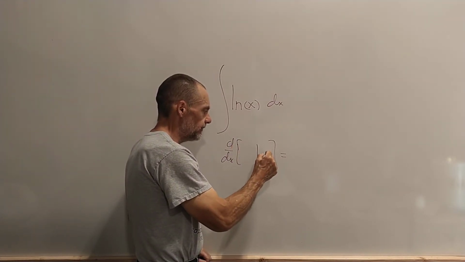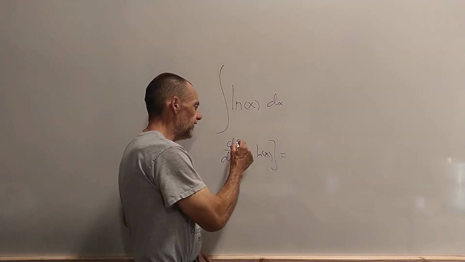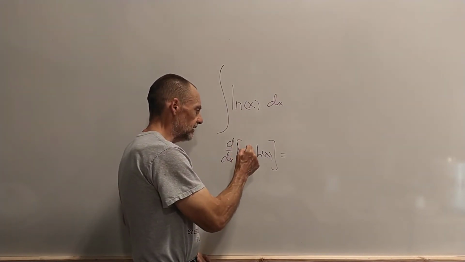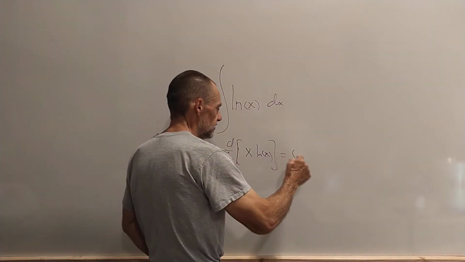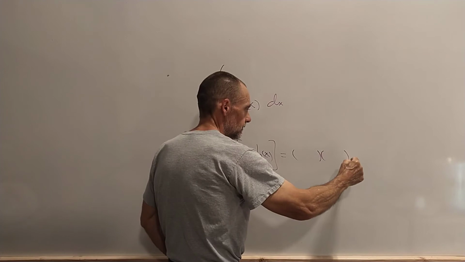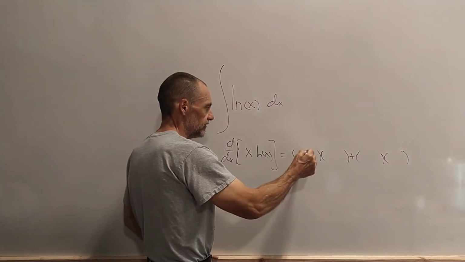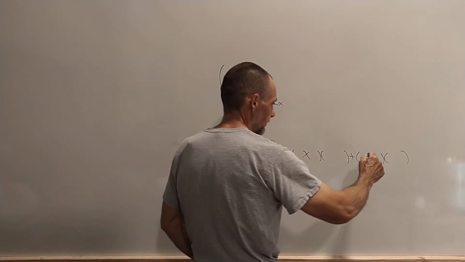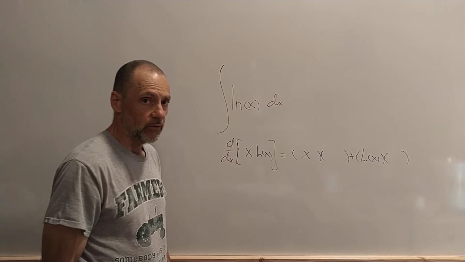So what would we try? One of our things in the product is going to have to be log x. The other thing would be something like x. Let's try and take this derivative just to see what we get, yeah? So it's product rule. Right? The first thing goes in the first block. The second thing goes in the second parenthesis. That's nice. That's our derivative, right? That's what we want, okay?